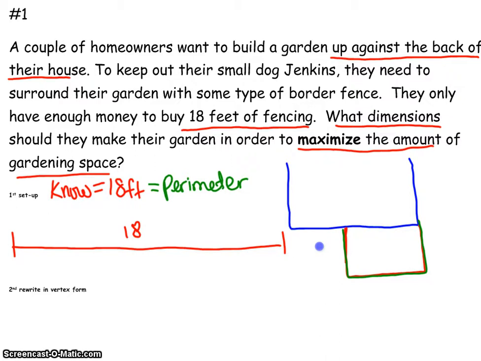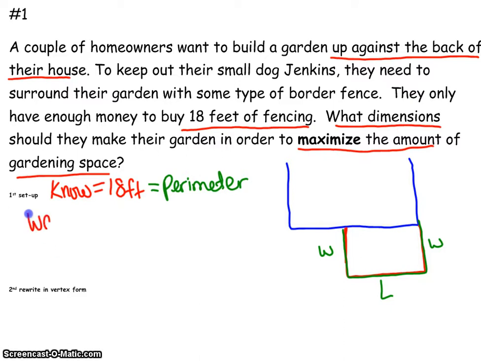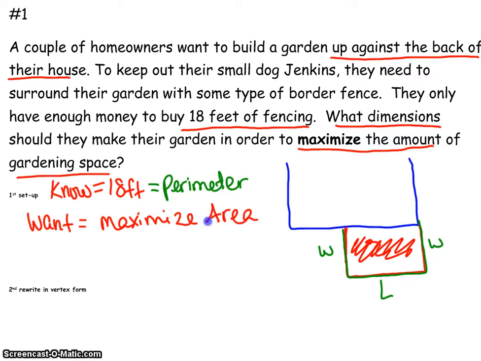You do, however, know that the width is the same on both sides and you only have one length. So that's what we know. We know that the perimeter is 18 feet. What we want is to maximize the amount of gardening space. What does that mean? Well, that would be the inside, so we're referring to the area. So you want to maximize the area.